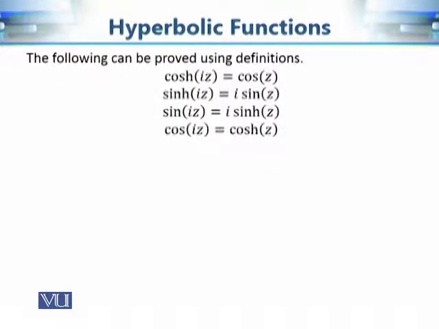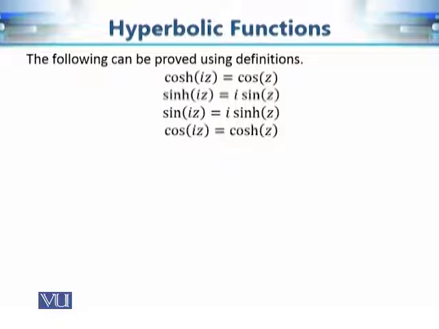Now moving on to other properties of cosine hyperbolic and sine hyperbolic functions. Most importantly, these identities are important because they relate the hyperbolic functions with the trigonometric functions. For example, the first identity says if you replace z with iota z, cosine hyperbolic iota z is basically equal to cosine z. This is a kind of bridge between the hyperbolic functions and the trigonometric functions, and we can easily use this bridge to derive other properties of hyperbolic functions using the properties of trigonometric functions.